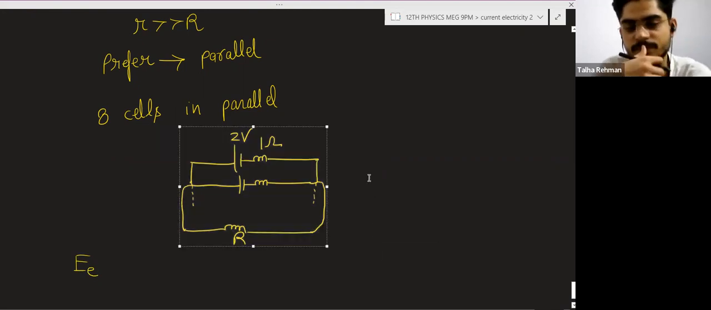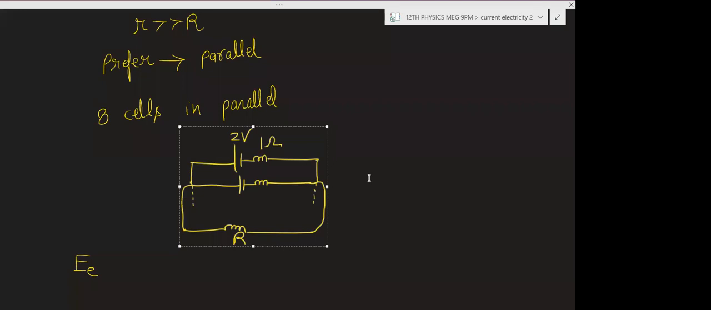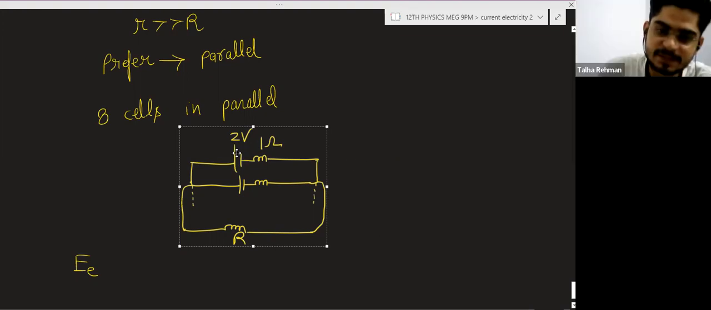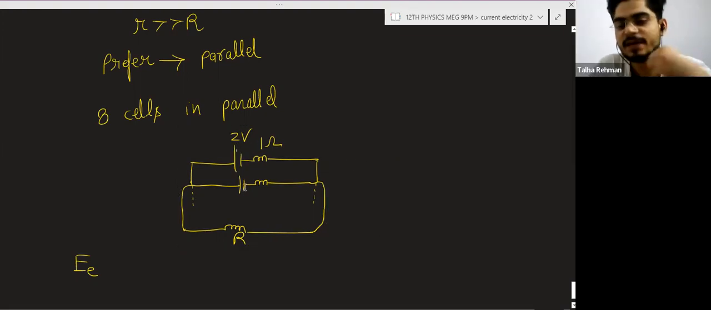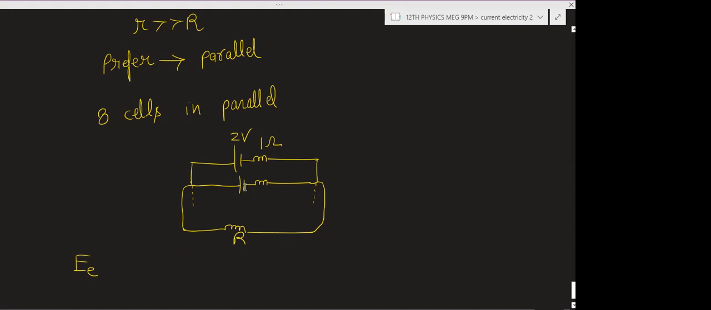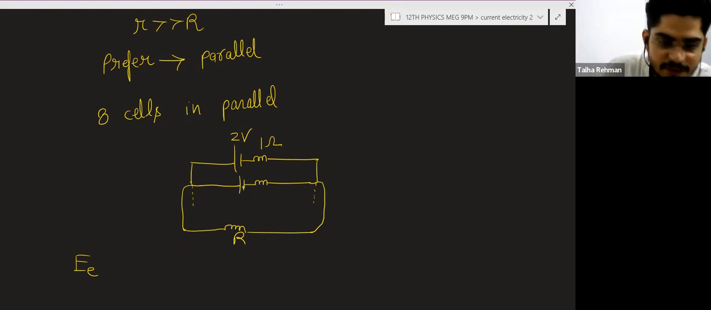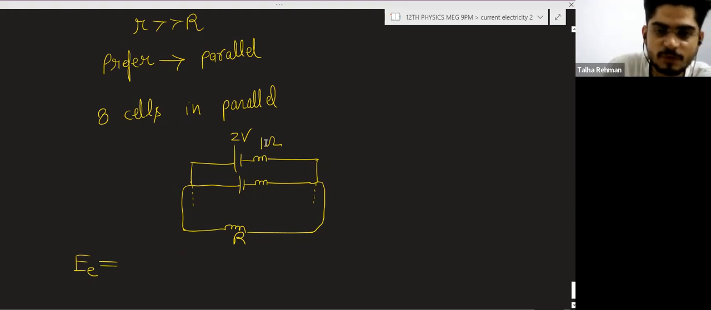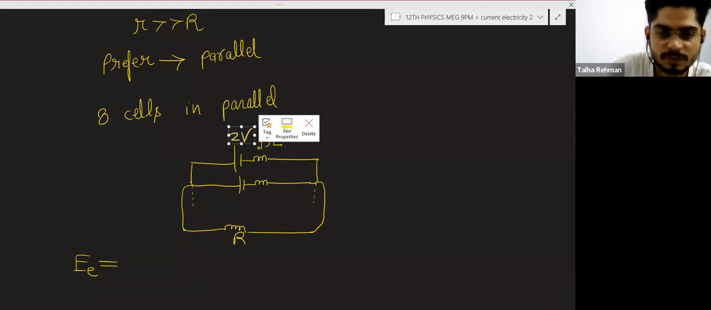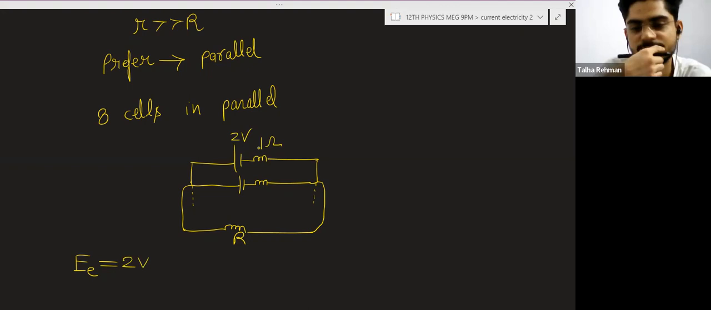This is a parallel combination. Why 3? You are connecting 8 cells, and each cell has 2 volt. Not 4. In parallel combination, the EMF will remain the same, and it is equal to the EMF of the single cell. 2 volt.